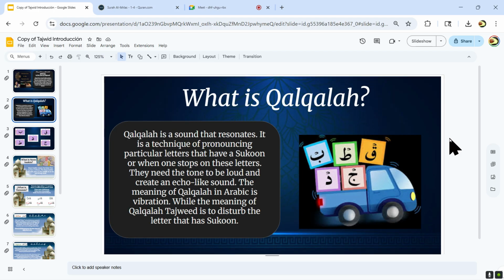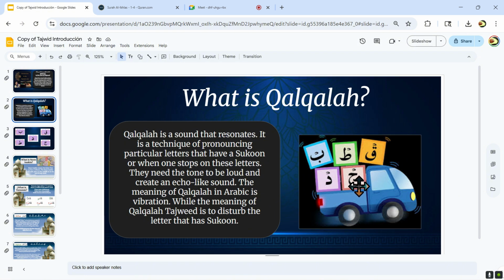Qalqalah is a sound that resonates. I call it bouncing. It is a technique of pronouncing particular letters that have a sukoon. When one stops on these letters, they get to bounce the letter. They need the tone to be loud and create an echo-like sound. The meaning of qalqalah in Arabic is vibration, while the meaning of it in Tajweed is to disturb the letter that has sukoon. Do you guys know what sukoon is?